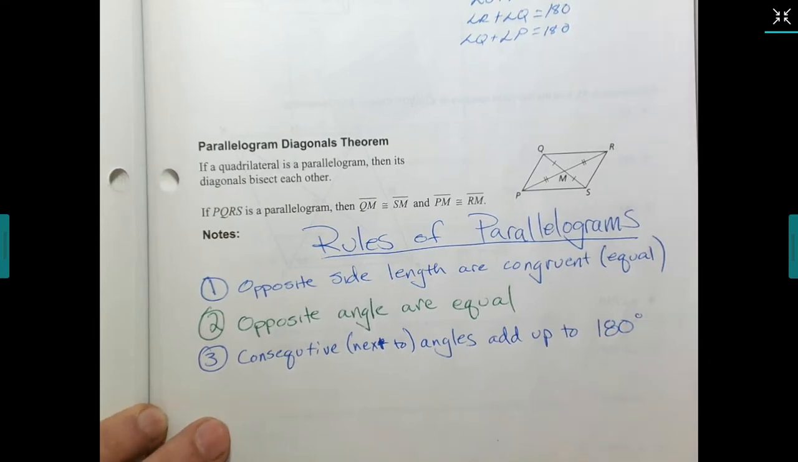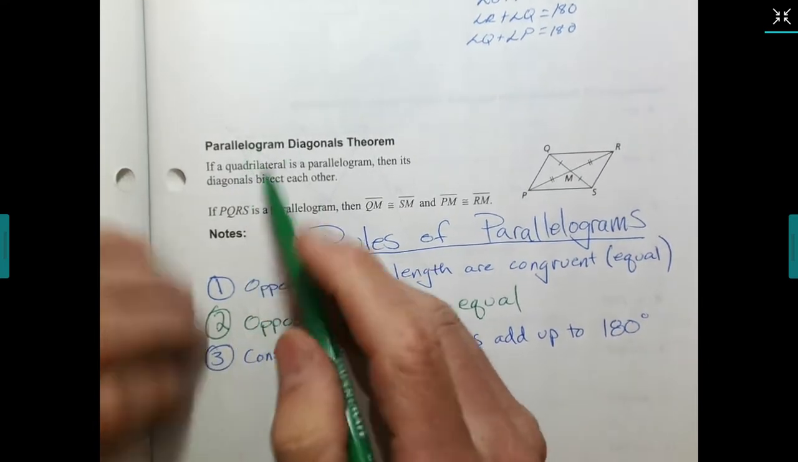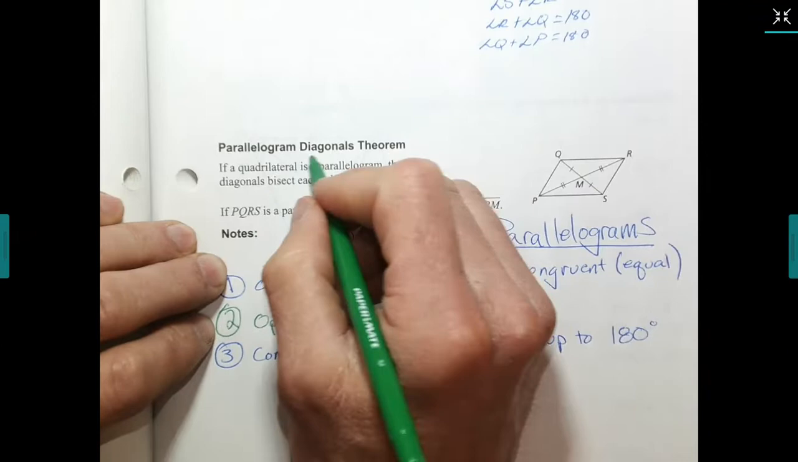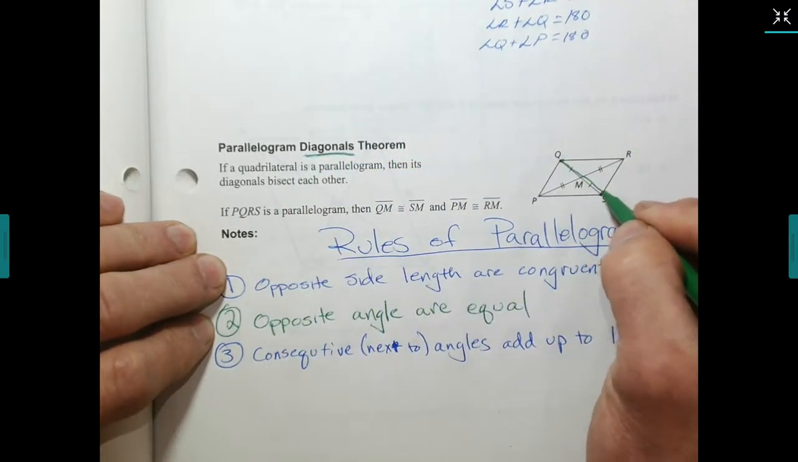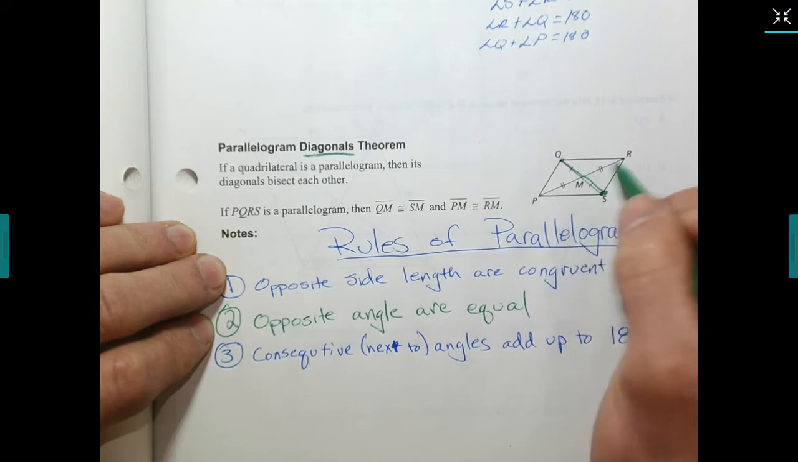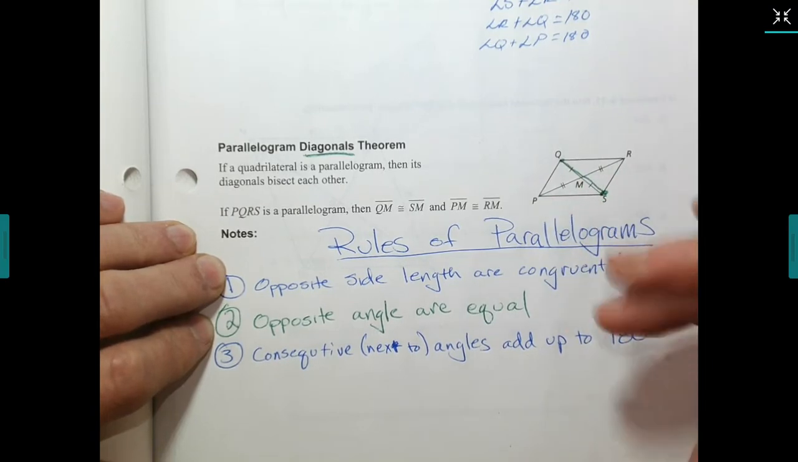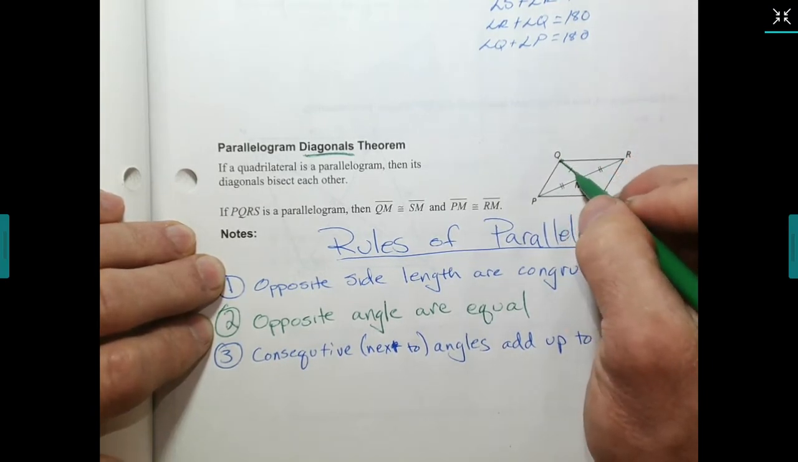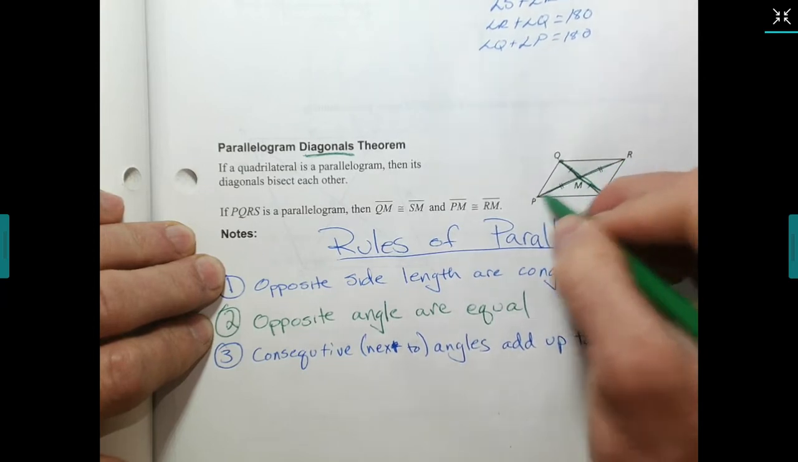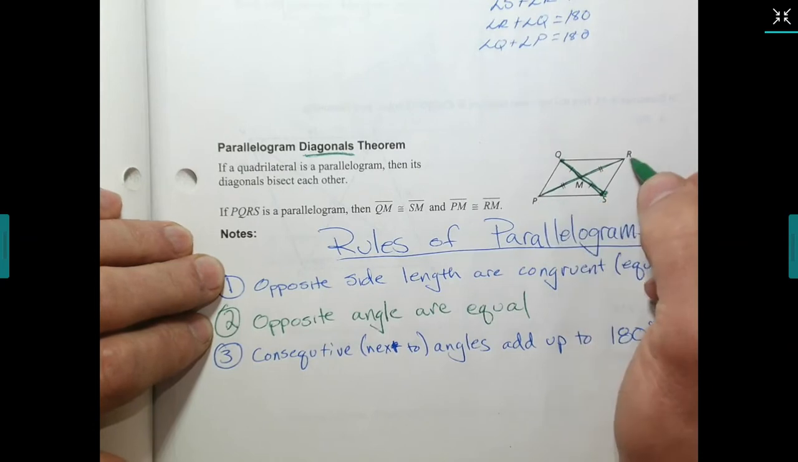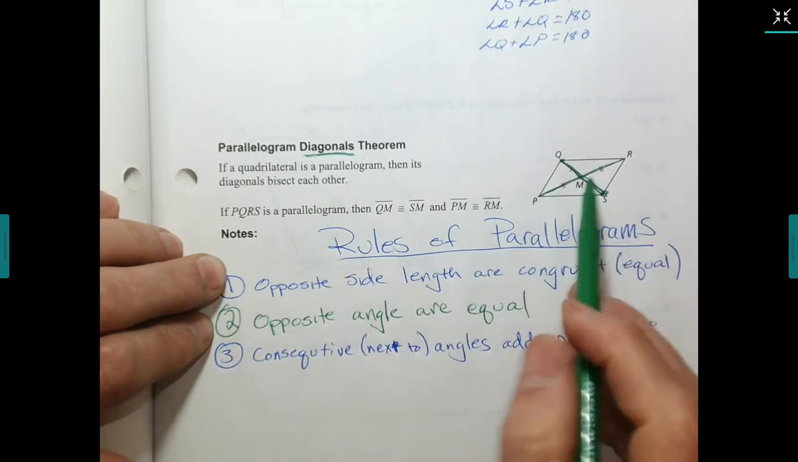All right, what's our fourth rule? Parallelogram diagonals theorem. We learned yesterday about diagonals. A diagonal goes from one vertex to another vertex. Yesterday we didn't cross diagonals because we were making triangles and finding the interior angle sum. But for this one, the diagonals are QS and PR. Let's learn about the diagonals.